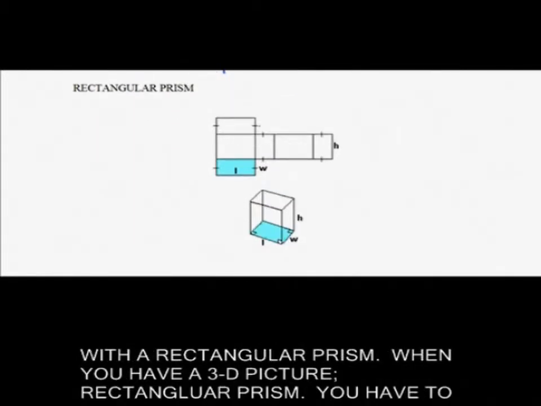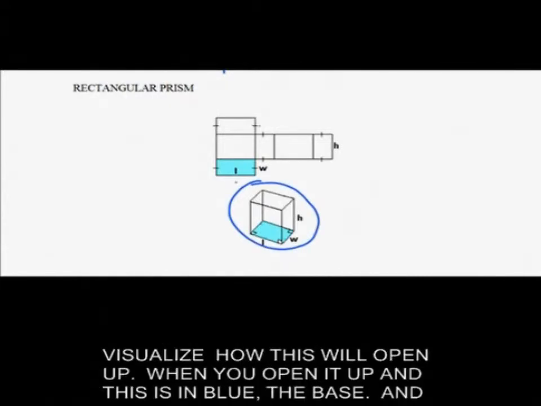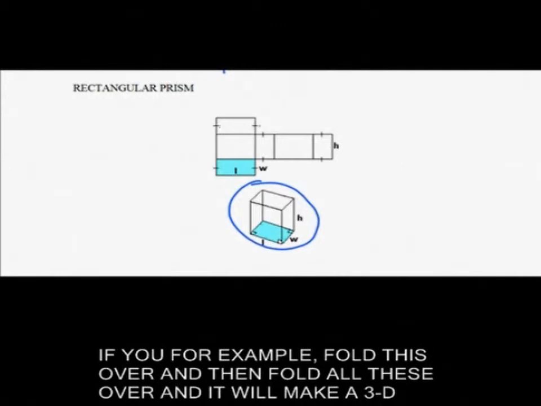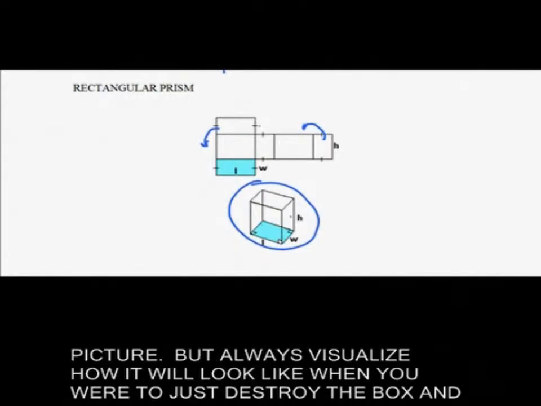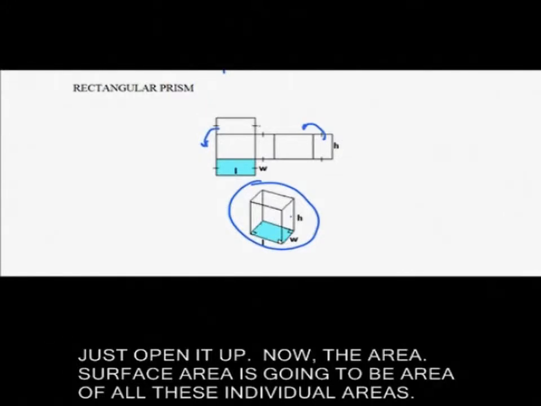When you have a 3D picture, a rectangular prism, you have to visualize how it will open up. When you open it up, and this is in blue, the base, if you fold this over and then fold all these over, it will make a 3D picture. But always visualize how it will look when you just destroy the box and open it up. Now, the surface area is going to be the area of all these individual areas.